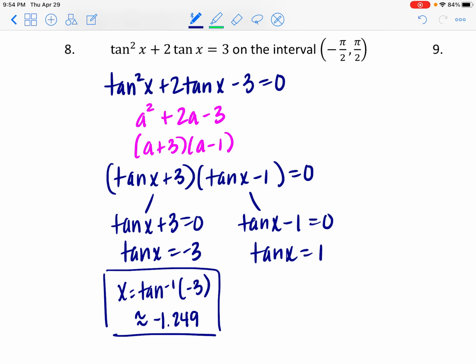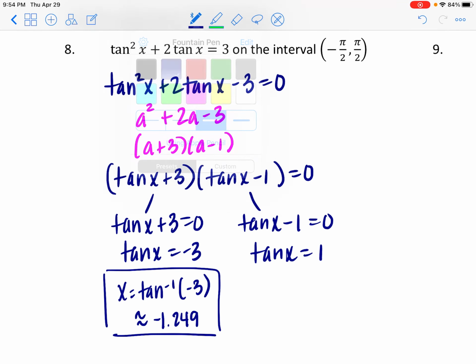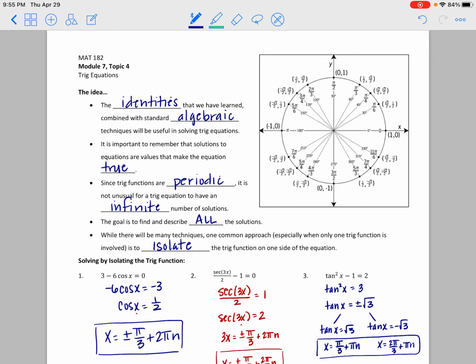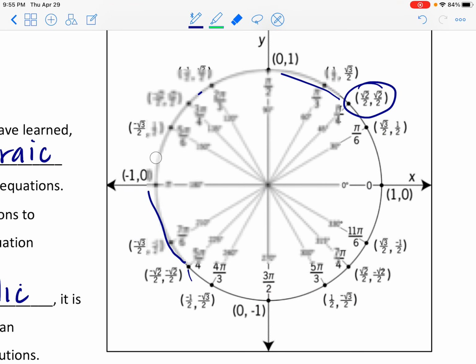And then tangent of x, where is that going to equal 1? Let's go back to our unit circle. That was a possibility. Tangent, remember, is y over x. So where is y over x going to equal a positive 1? So that's going to happen here, and then technically it's going to happen again every 180 degrees, but I think this one was restricted as well. So I don't think I need that.